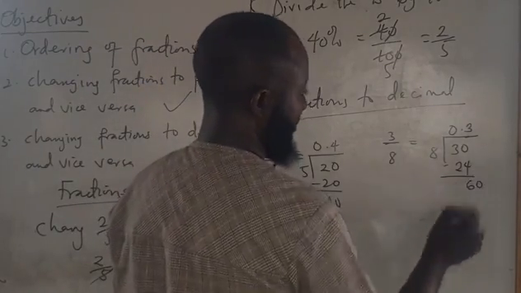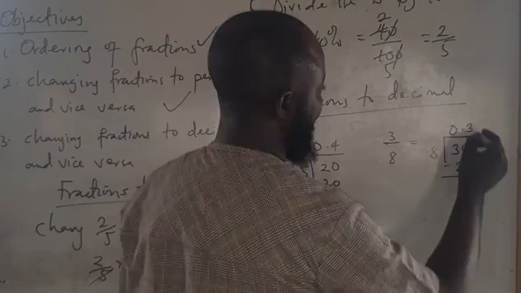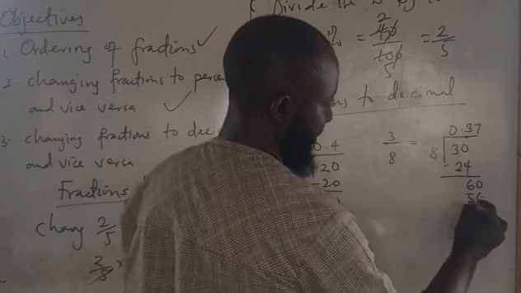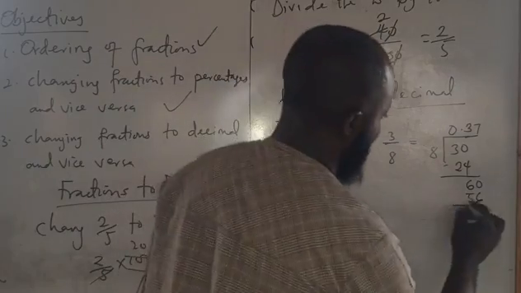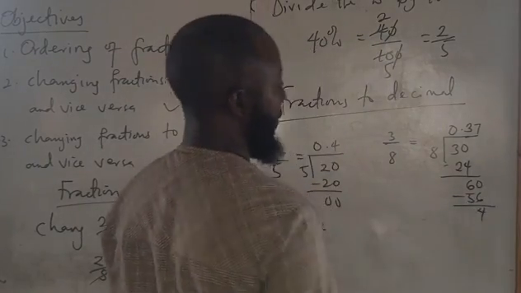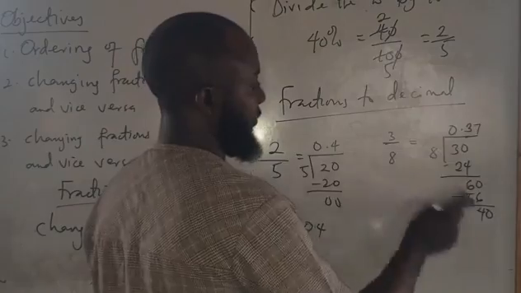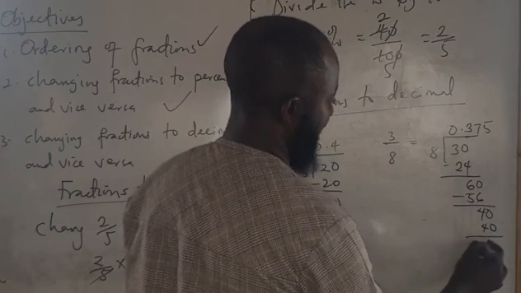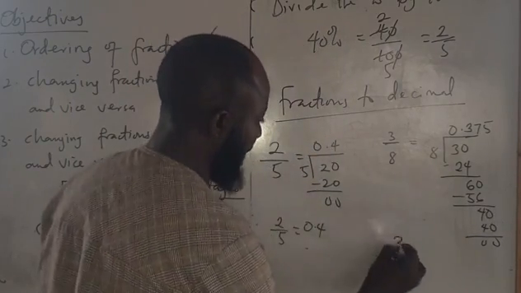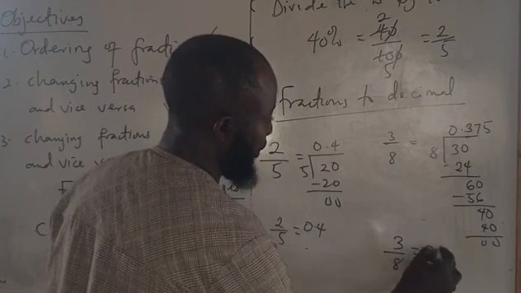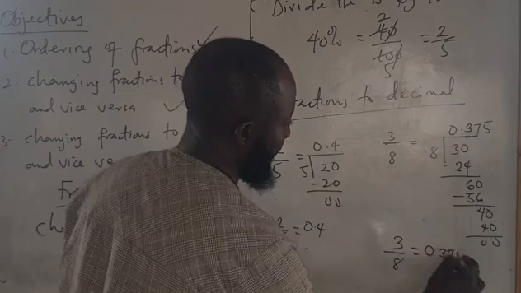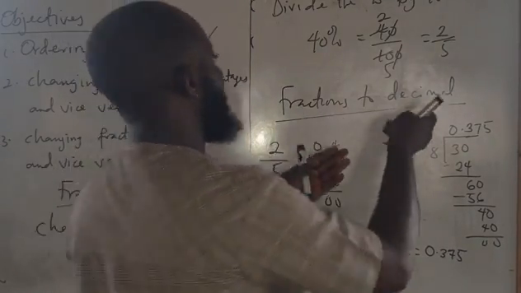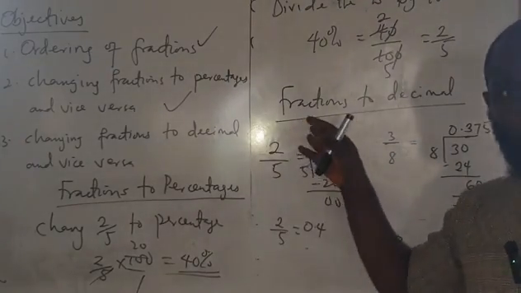We add 0 again. 8 in 60, that is 7. So 7 times 8, that is 56, right? Then we subtract again. This will give us 4. We add 0 to it. 8 in 40, that is what? 5. 5 times 8, that is 40. That gives us 0, 0. So which means 3 all over 8 is equal to what? 0.375.